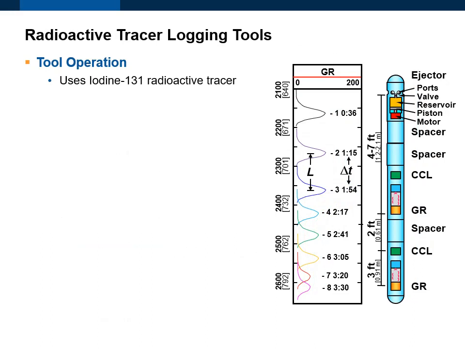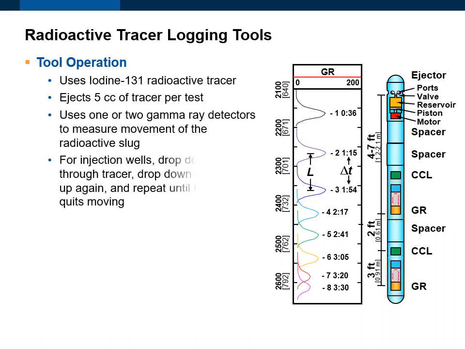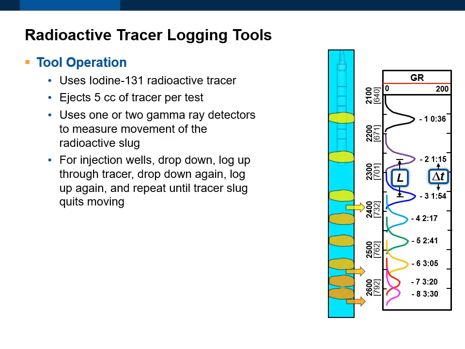Radioactive tracer tools use iodine 131 as a radioactive tracer. This tool ejects 5 cc of tracer per test. It uses 1 or 2 gamma ray detectors to measure the movement of the radioactive slug. For injection wells, drop down, log up through tracer, drop down again, log up again, and repeat until the tracer slug quits moving. Why use tracer tools?